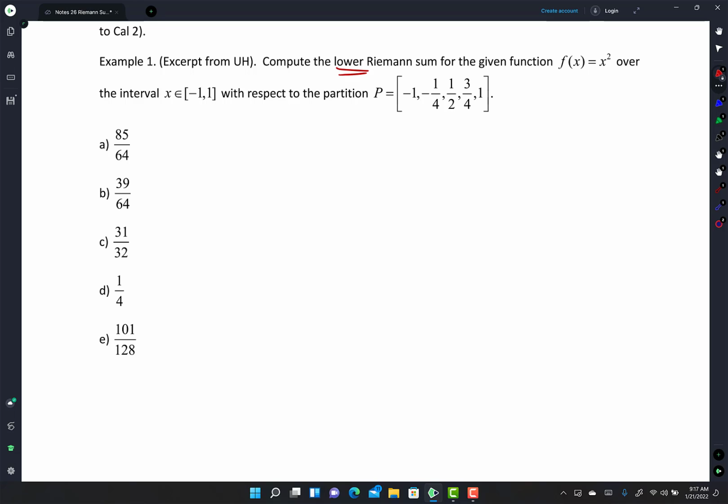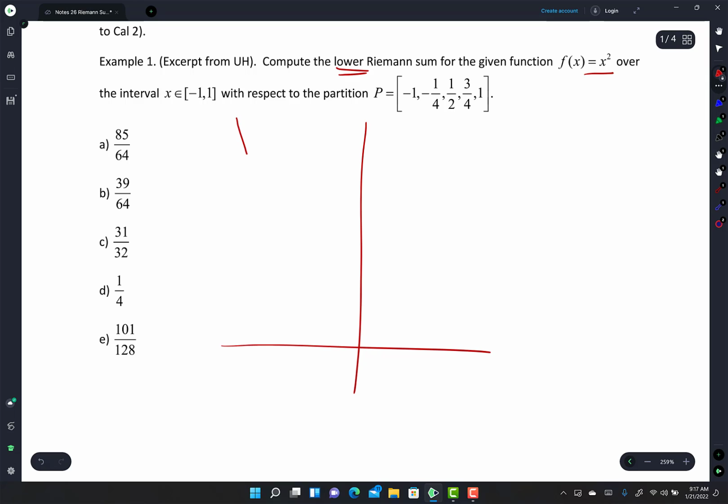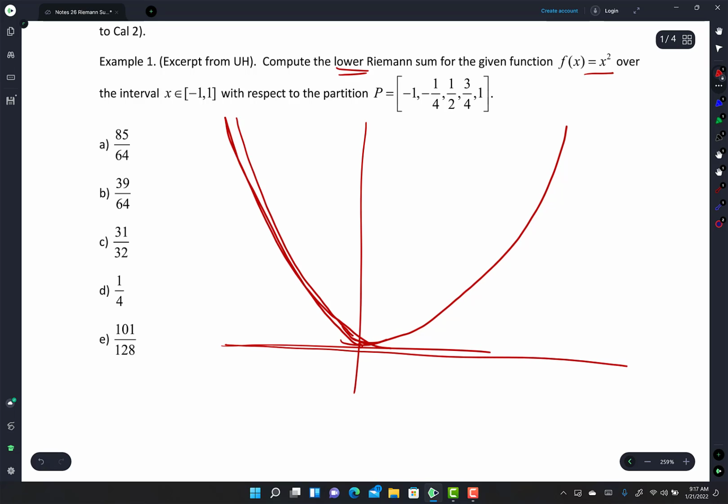From the given function, and they give us an easy function, they give us a quadratic, x squared between -1 and 1. So here's x squared, I'm going to exaggerate it. X squared between -1 and 1, I'm exaggerating it. Symmetric about the y-axis. I'm going to say here's -1, and I'm going to say here's 1.